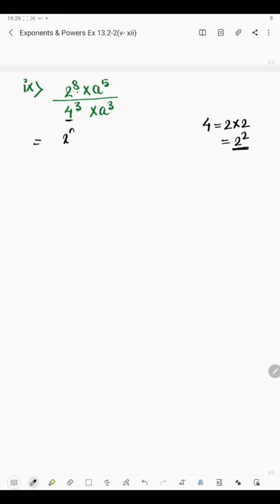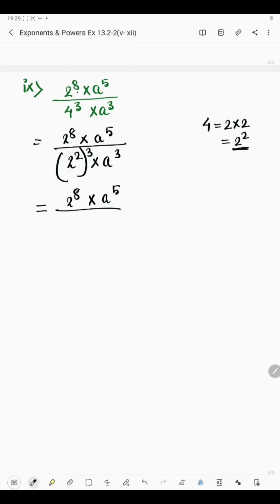Okay. So in the numerator we have 2 raised to the power 8 multiplied by a raised to the power 5 divided by, in place of 4 we will write 2 square, and the power of 4 was 3. So here it will be 2 to the power 2 whole to the power 3. Only in place of 4 we will write 2 square and everything will remain the same. Now multiplied by a to the power 3. Now the numerator will remain the same. So here we have 2 raised to the power 8 multiplied by a raised to the power 5. Now here 2 to the power 2 whole to the power 3.